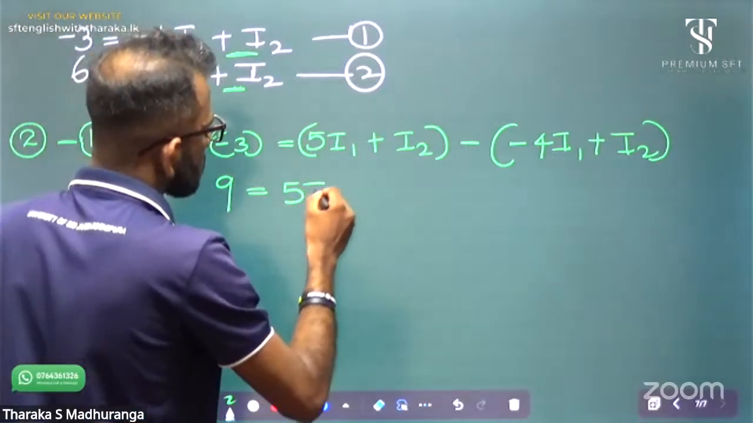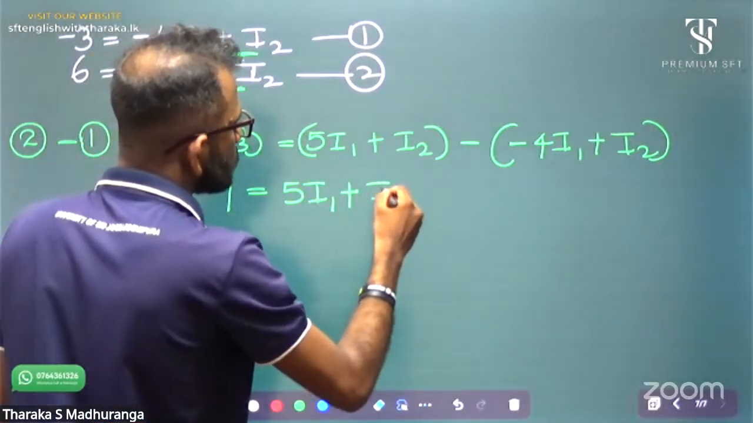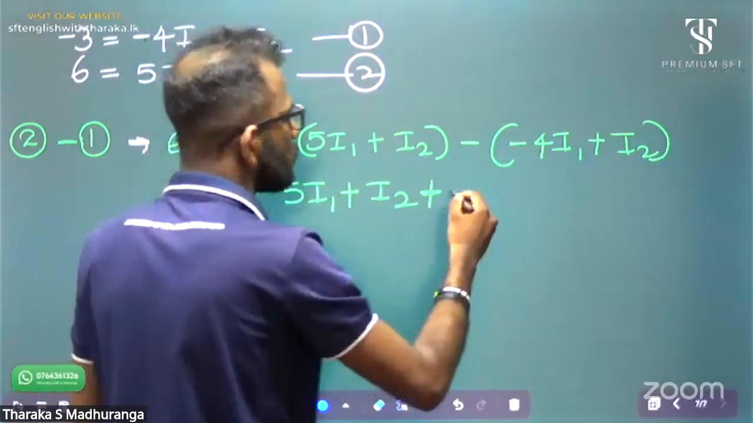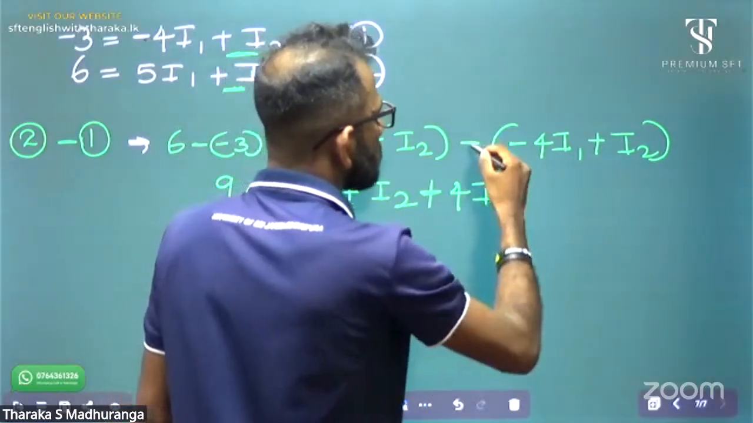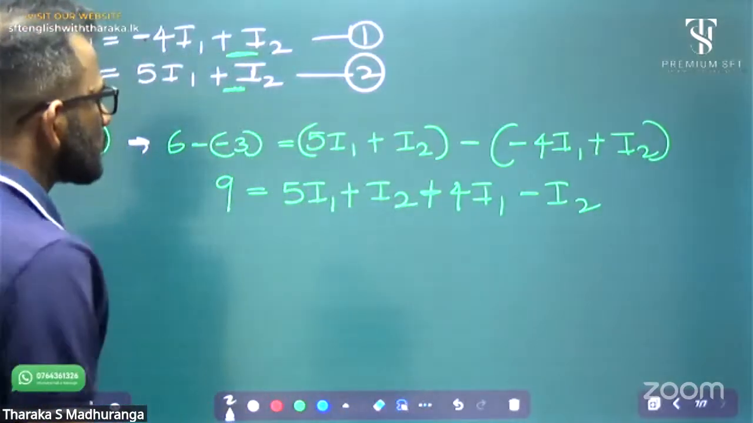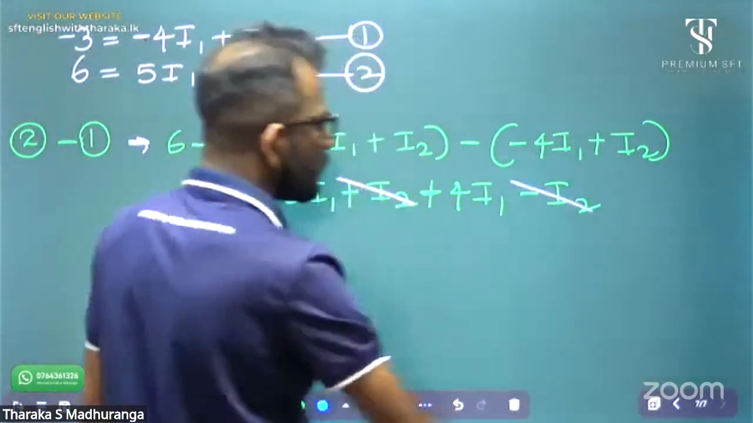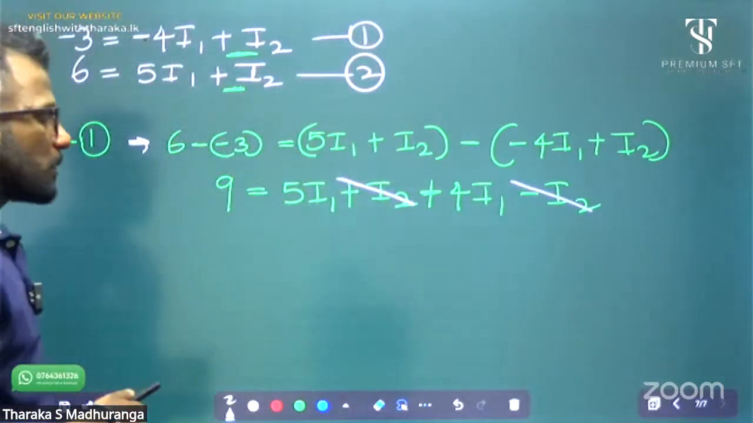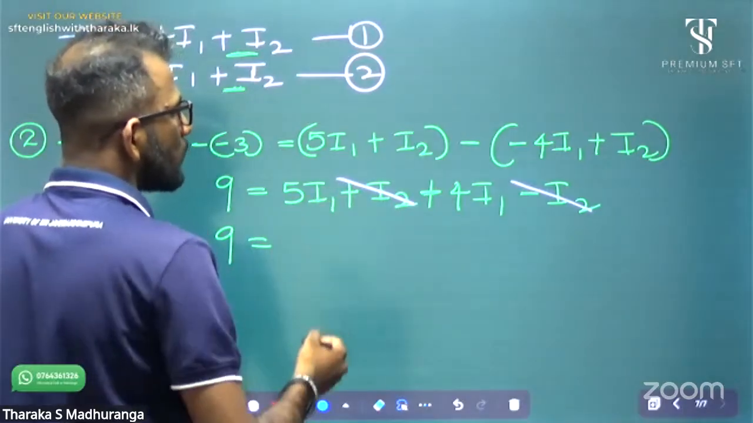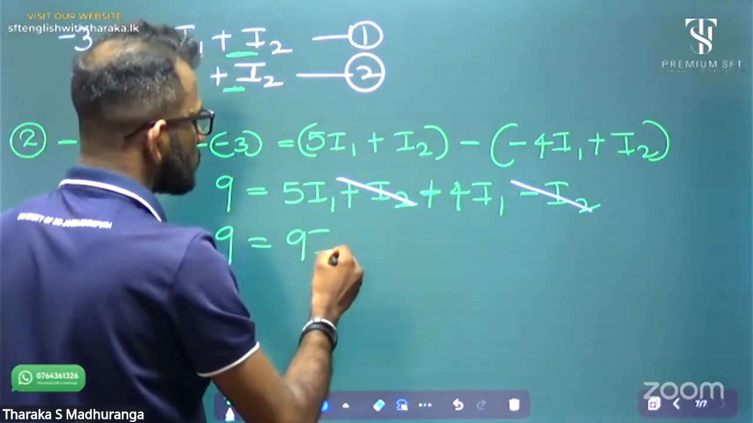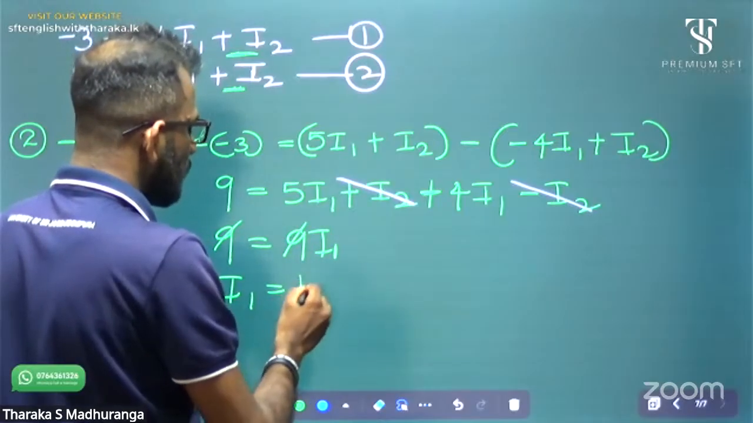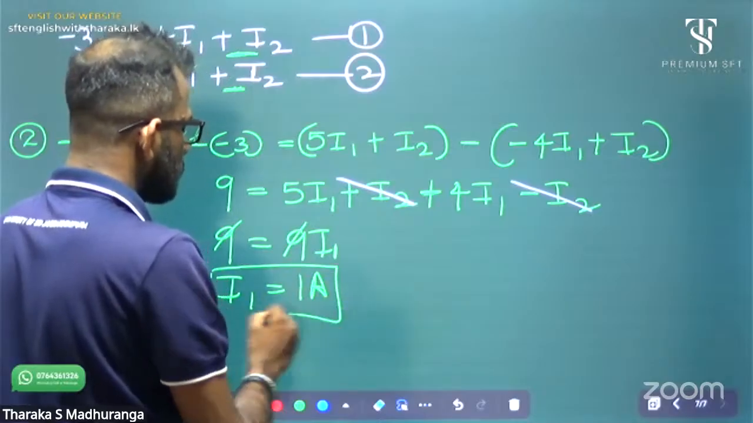9 equals 5I1 plus I2, minus into minus is plus, so plus 4I1, and minus I2. Okay, now what happened? Plus I2 and minus I2 cancel out. 9 equals 5I1 plus 4I1, 9I1. Okay, 9 and 9 cancel out. I1 equals 1 ampere.